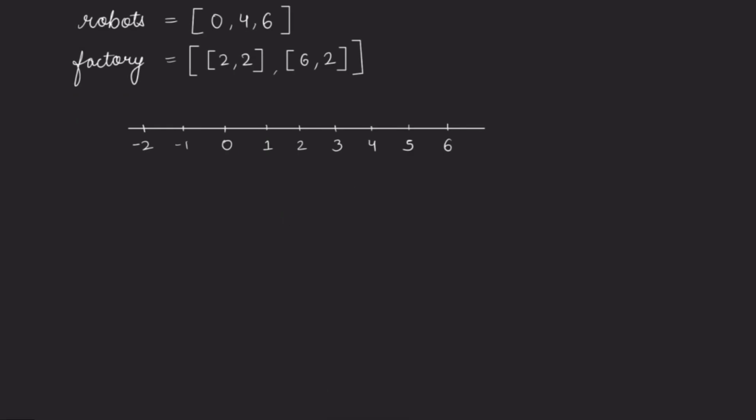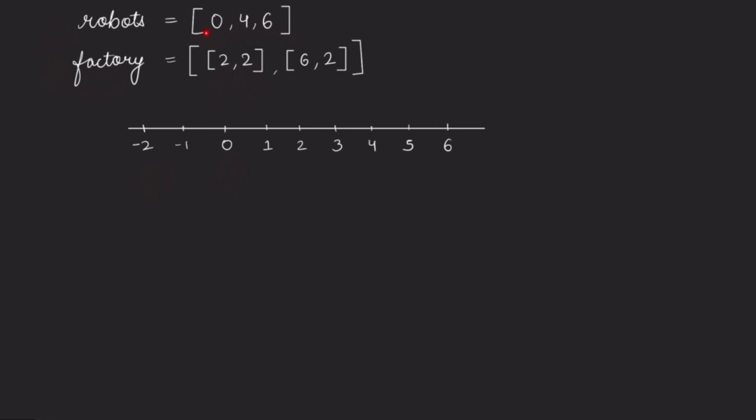So what they are saying is that in the input, you are given two arrays, which are robots and factories. Robots is denoting the position of the robots which are present on this number line, and factory is a 2D integer array where the first element denotes the position of that factory on the number line and the second element denotes the limit of this factory, meaning how many robots that particular factory can repair.